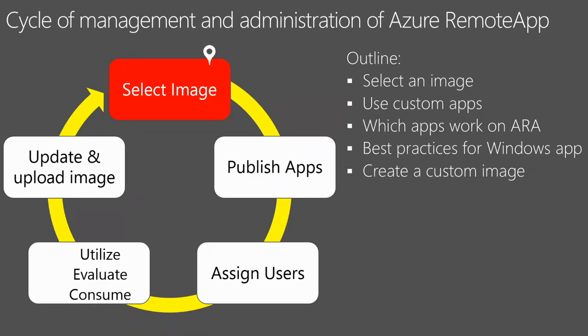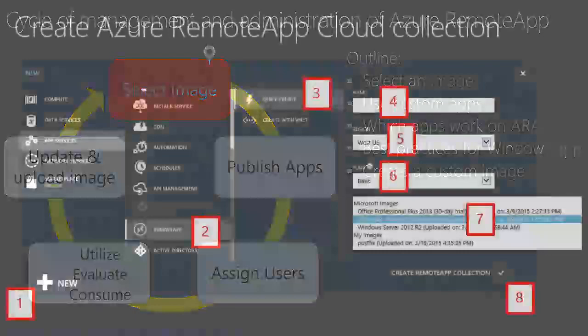So in this next section, I'm going to talk about selecting the image, custom apps. How do I put custom applications? In fact, I'm going to show you a demo of that here in a sec. Which apps work on Azure RemoteApp, talk about the application requirements, best practice, and create a custom image. You guys can all read this stuff, so let's hop on here.